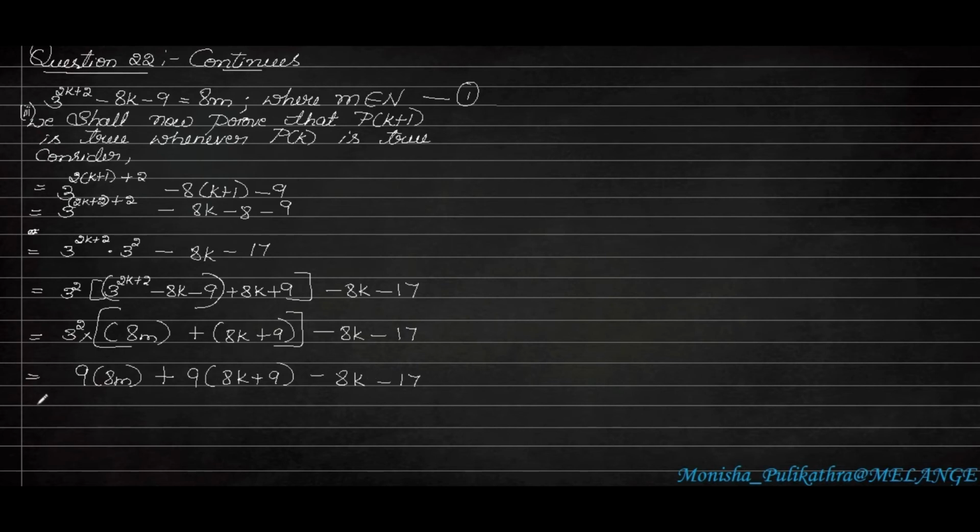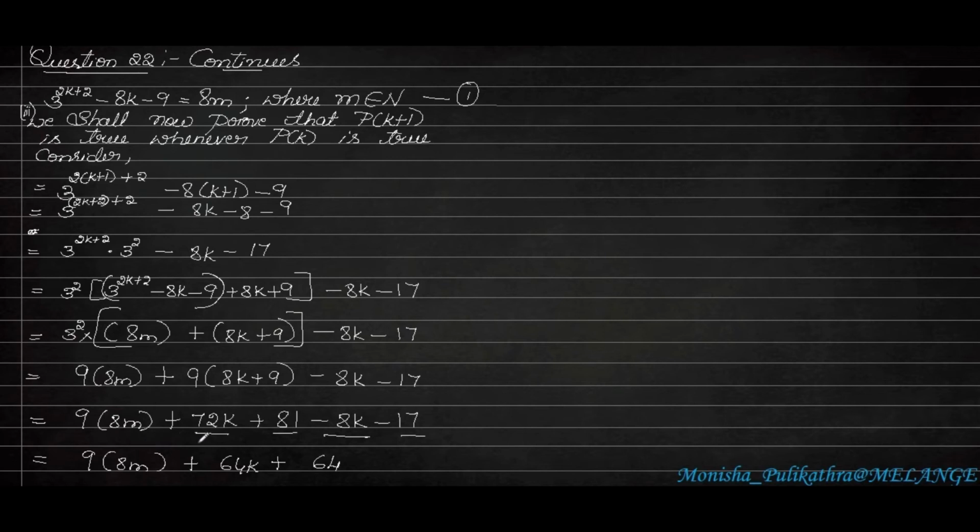So now, here 9 into 8m, write as it is, plus 9 8s are 72k, plus 9 9s are 81, minus 8k minus 17. So now I will be grouping it: 9 into 8m plus here 72k minus 8k will become 64k, plus 81 minus 17 also becomes 64. Okay, 72k minus 8k becomes 64k and 81 minus 17 becomes 64.